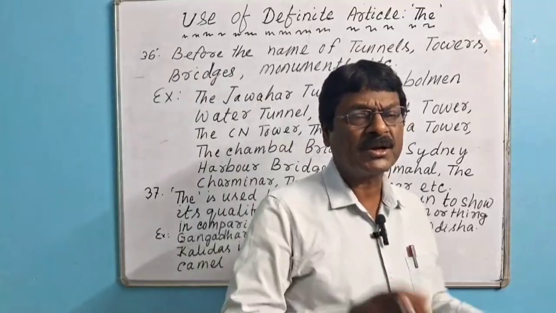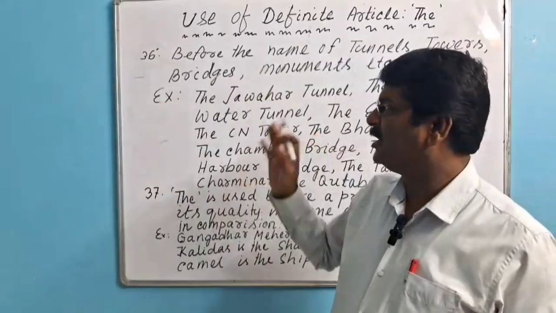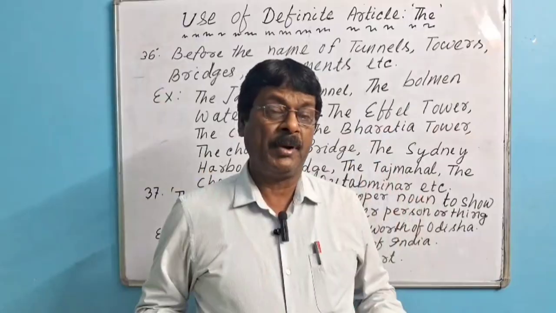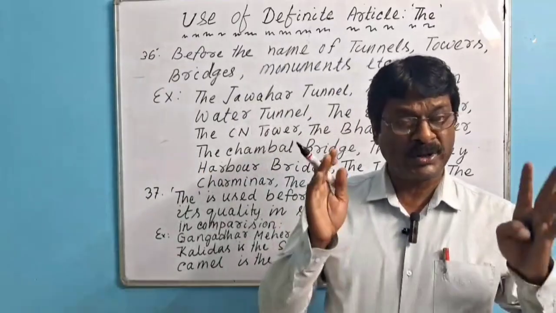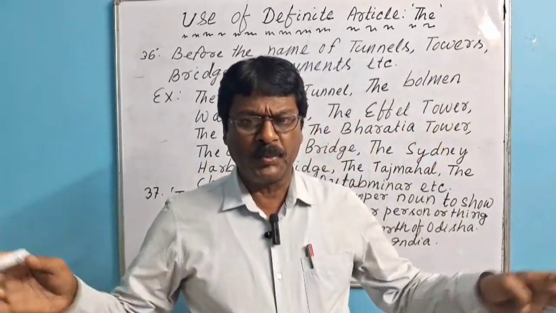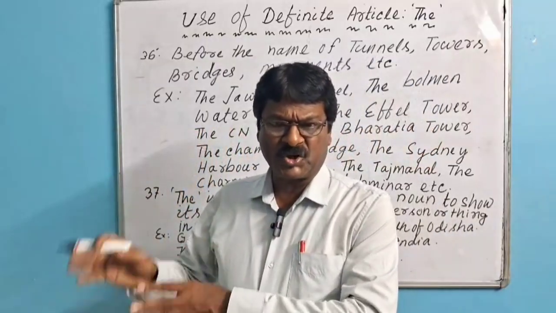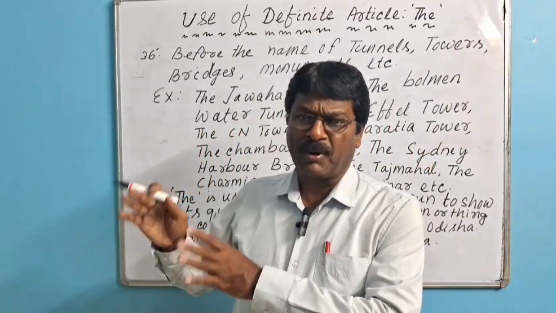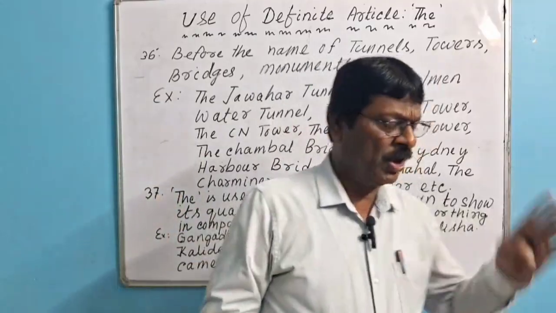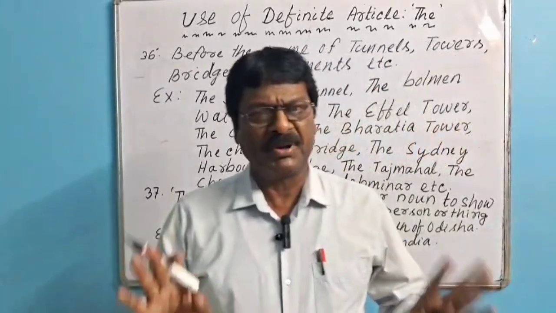So we shall deduce a conclusion from these two points that the is used before the name of tunnels, before the name of towers, before the name of bridges, before the name of historical buildings or monuments, and the is also used when the quality of two persons or two things are compared with each other. Before the name of the first person or first thing, 'the' is not used. The is used before the second person or second thing. This much you have to remember.